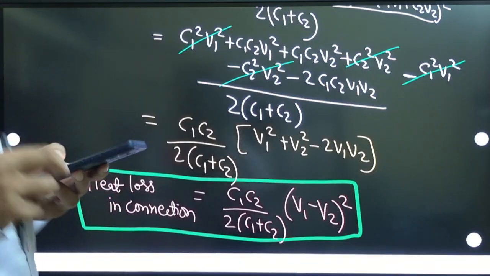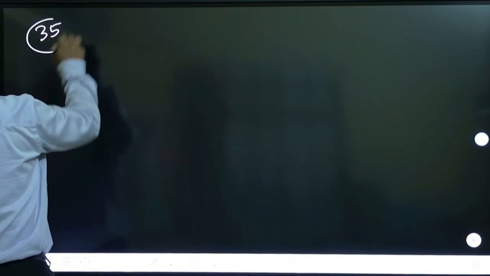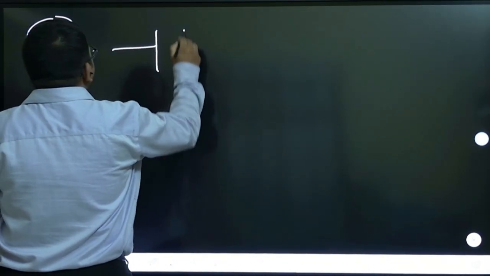There is a very good question, number 35. Very good question it is. Let's solve the worksheet question. A capacitor of capacitance C is initially charged to a potential difference of V volt. Okay, so there is a capacitor. Now you have to solve this question.